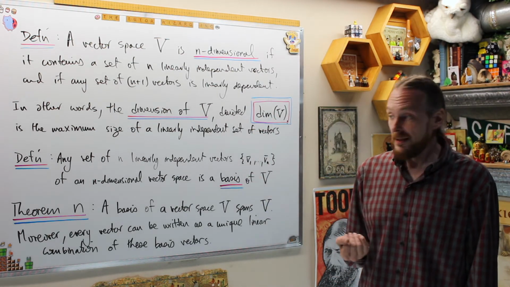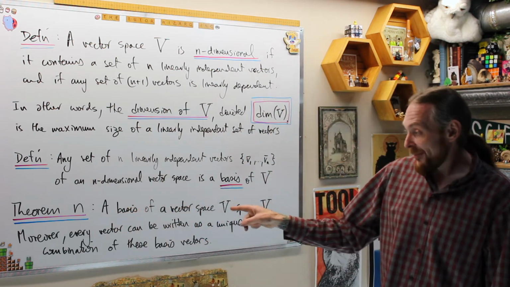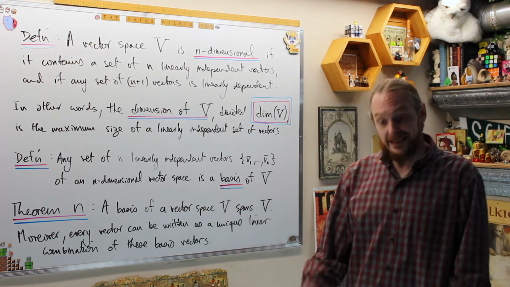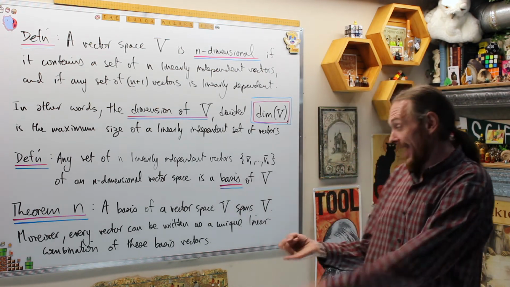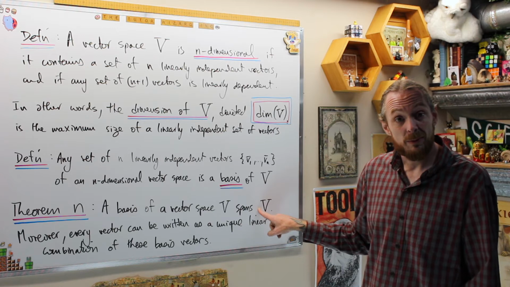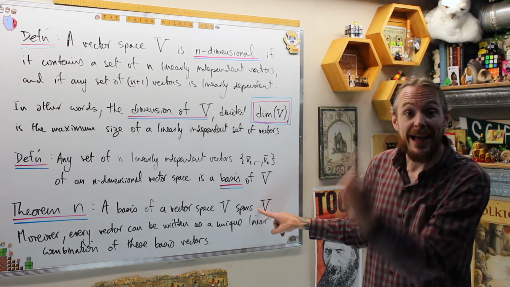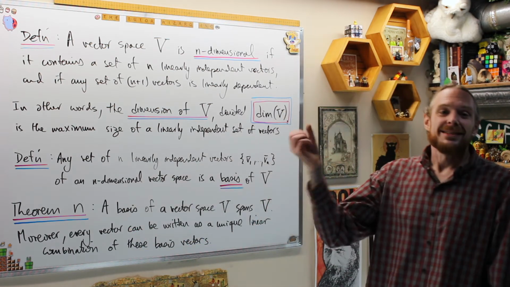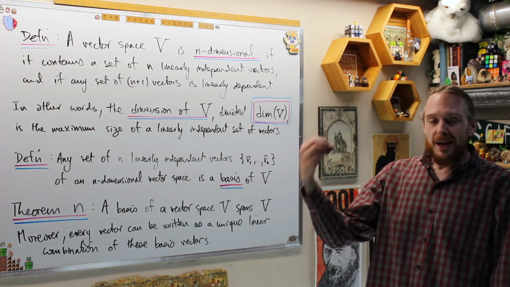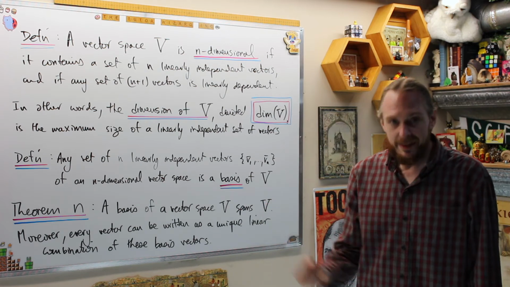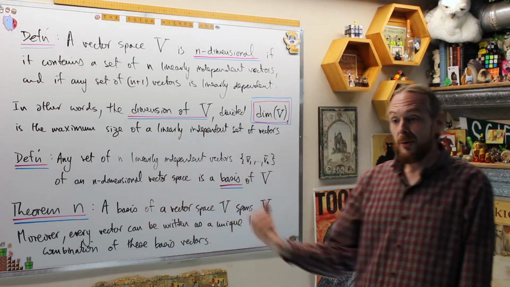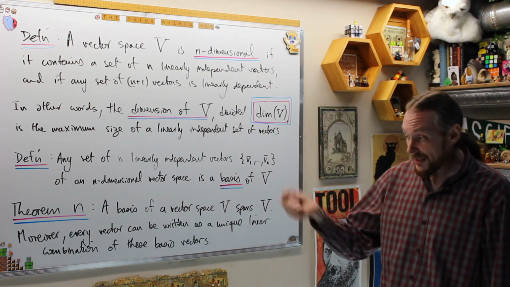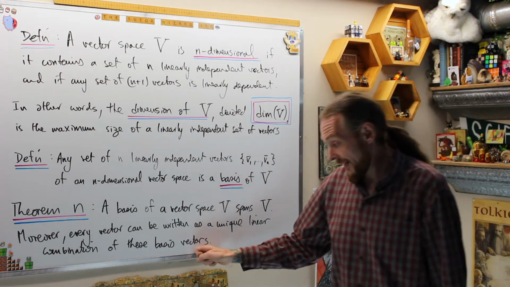Why do we want that? Theorem n now tells us a basis of a vector space V spans V, which means now that it's linearly independent, and it spans the space, which means every vector in V can be written as a linear combination. Not only that, linear independence, if you look at the proof, guarantees that this linear combination is unique. So we want a basis for an n-dimensional vector space because a basis will allow us to describe every single vector in that vector space as a unique linear combination of those basis vectors.